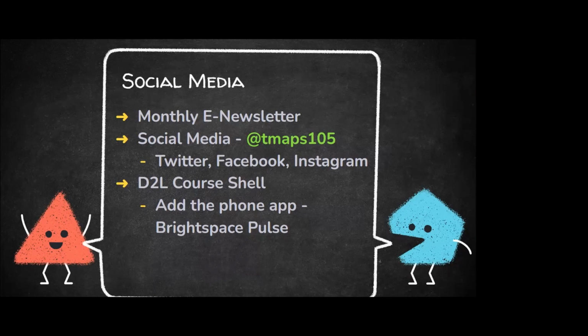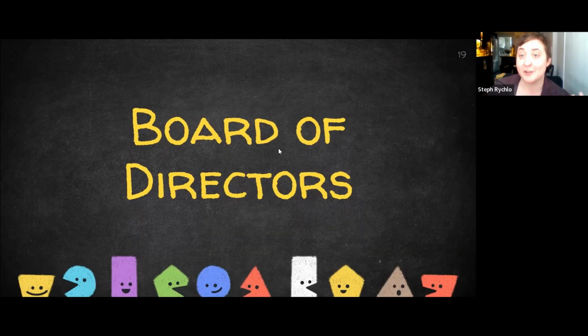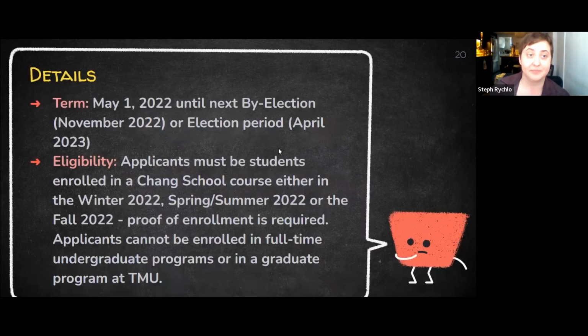Back to you, Steph. Let me tell you a little bit of information about our board of directors. Every year we have a term that starts in May and goes until the end of April of the next year. If anyone is interested in being a board member, the applicants must be students that are enrolled in Chang School courses, and proof of enrollment and a student number is required.